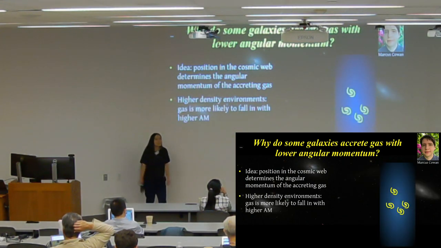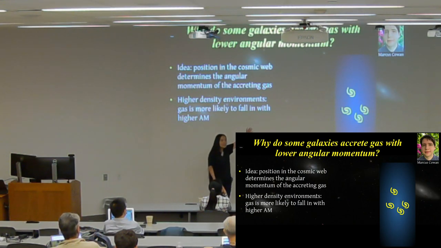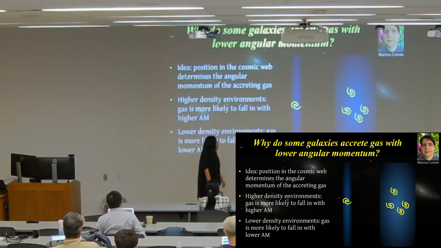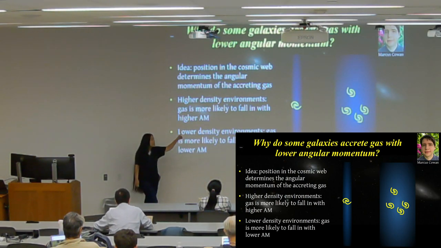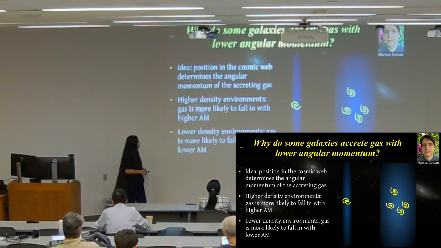So here it is in cartoon form. If you're in a thick filament, you could be anywhere along it. The gas is probably going to be going along the filament, but you could be accreting with low angular momentum or high angular momentum. Your probabilities of low angular momentum are a little bit lower. But if you're in a thin filament, then you're more likely to be accreting gas with low angular momentum, so you're more likely to have your gas fall into the center of the galaxy. Okay? So that was kind of the idea.